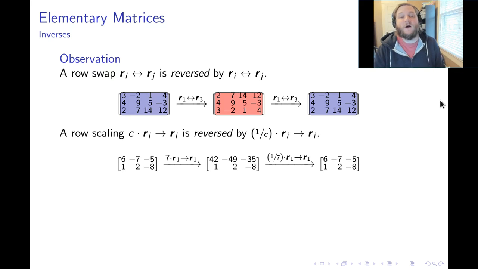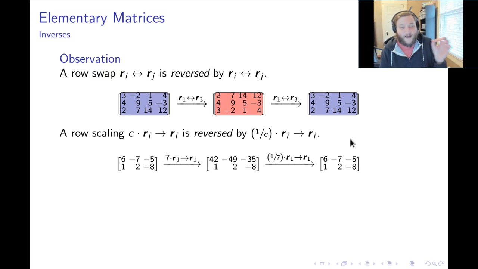Row scalings are also reversible. Let's say that you do a row scaling where you take row I and you scale by a number C. If you regret that decision, you can undo that operation by taking the new row I and scaling by 1 over C, or the reciprocal of C. Remember that we always require that we use non-zero scalars when we do row scalings, and the reason is precisely because of this. If we scale a row by 0, we just zero out all the data and we lose all information.